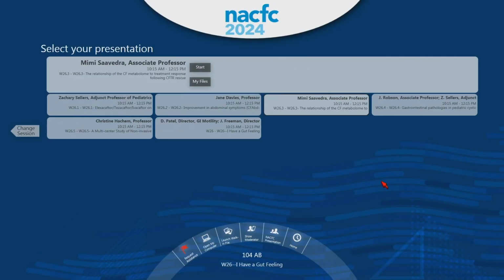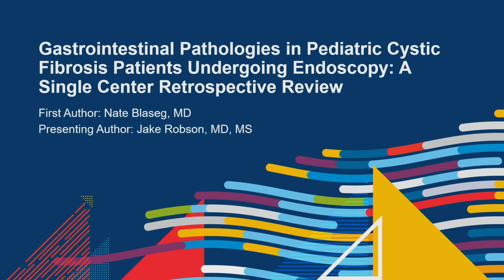All right. Our next speaker, like Dr. Freeman said, changing gear here. It's going to be Dr. Jacob Robson from Primary Children's, University of Utah, Pediatric Gastroenterology, who's going to talk about endoscopy findings in a retrospective cohort. Thank you for having me today.